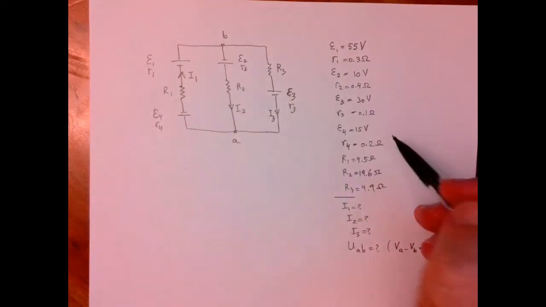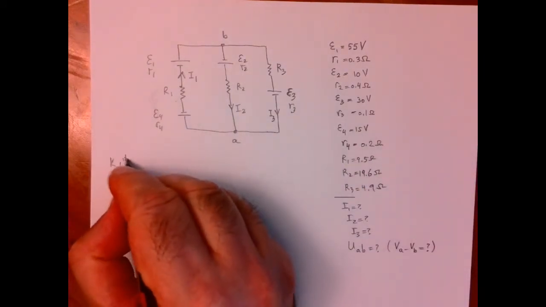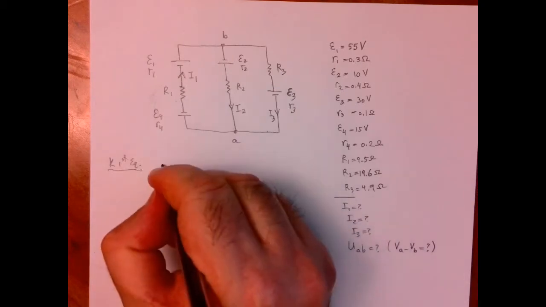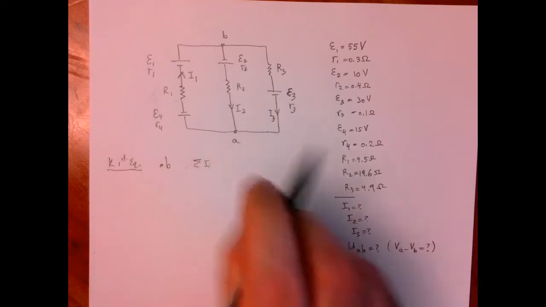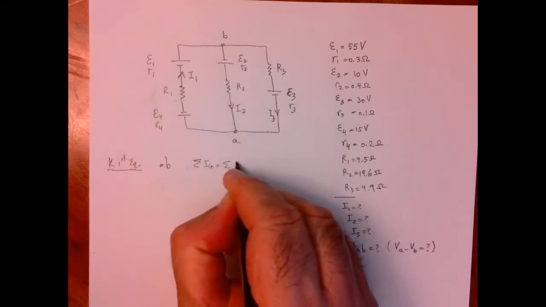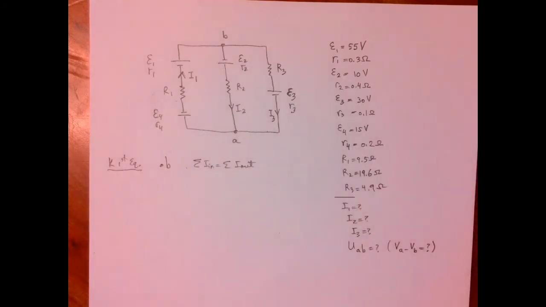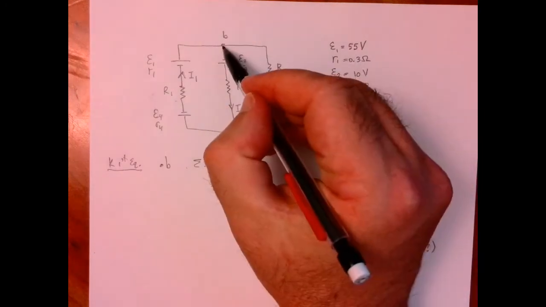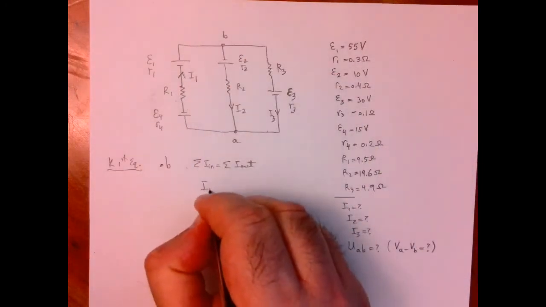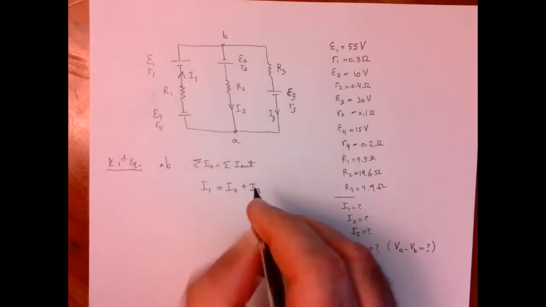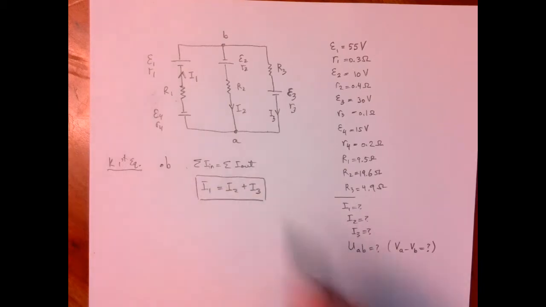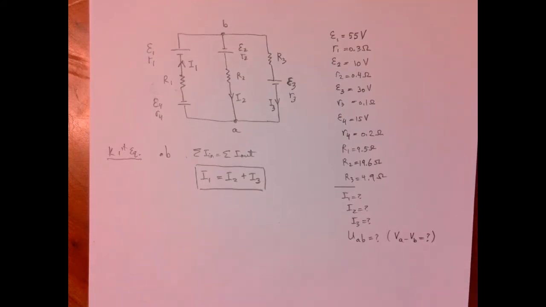And we apply Kirchoff's first equation, let's say in junction B. Remember, Kirchoff's first equation says that the sum of the currents going in is equal to the sum of the currents coming out. So if we look at junction B, current I1 goes in, and currents I2 and I3 are coming out. This is our first equation. Needless to say, we cannot solve it. We need much more than this.